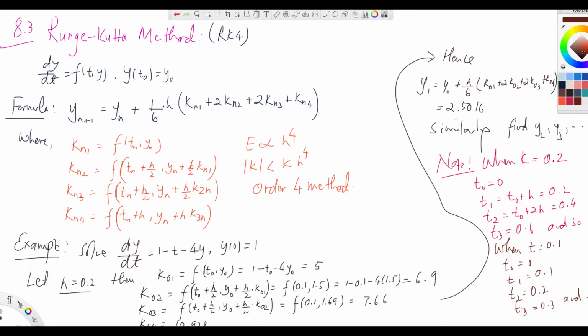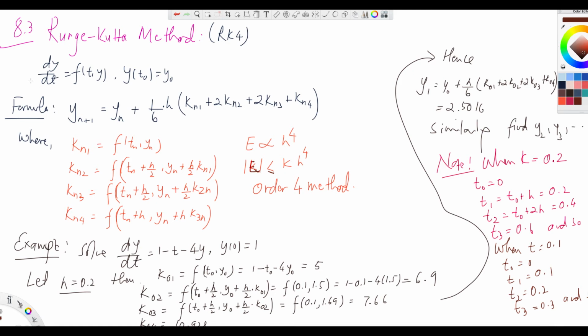Okay. The third and the most powerful method that we are going to discuss in this section is the Runge-Kutta method. Okay, we also denote it by RK4. The reason is this method is a fourth order method. What that means is the error is proportional to the fourth power of the step size. Okay, that means this should be the error. The error must be less than or equal to a constant times the fourth power of the step size. So this is the formula.